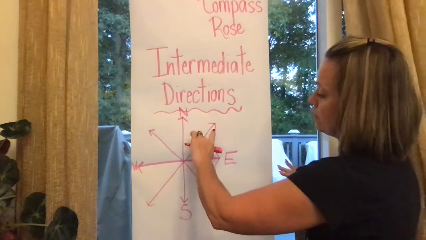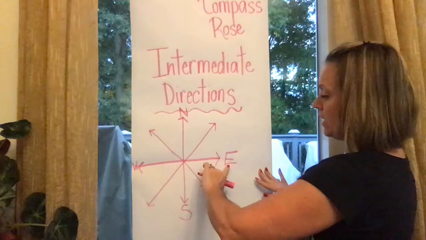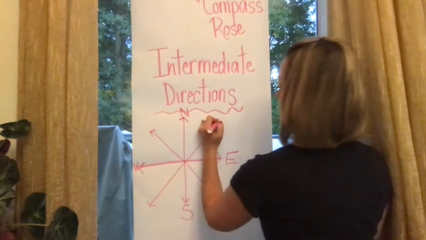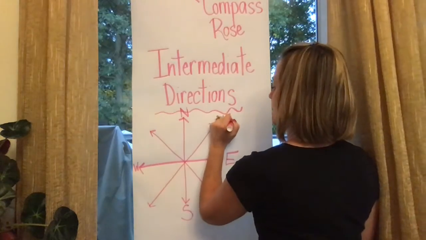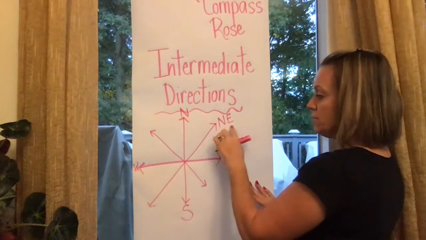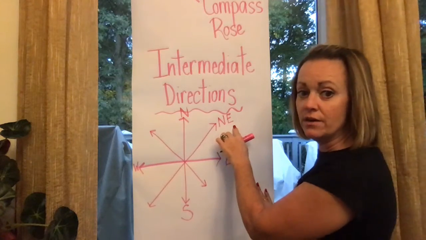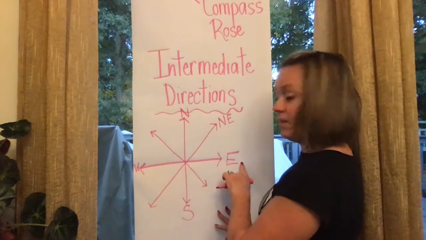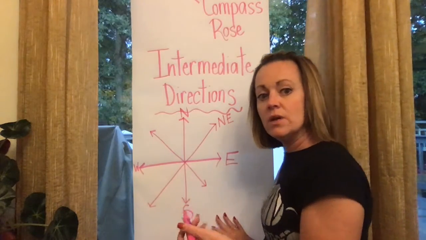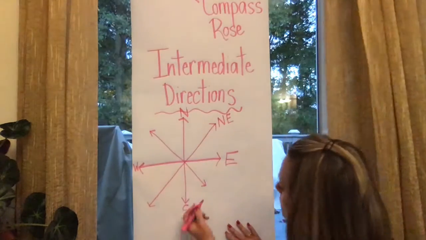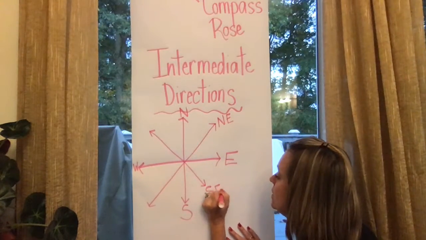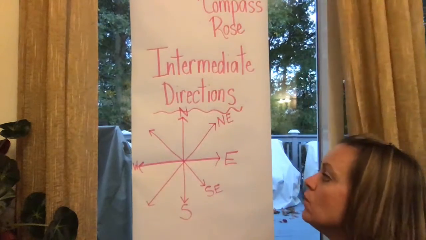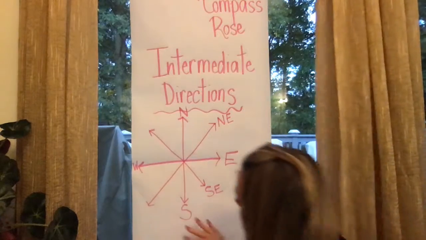So if this intermediate direction is between north and east, what do you think we're going to call it? Northeast, okay? And again, we're only going to use the first letter to signify the direction, okay? All right, so then let's look here. We have south and east. What do you think is going to come between south and east? It's going to be southeast, okay? We have south and west. What's going to come between south and west?